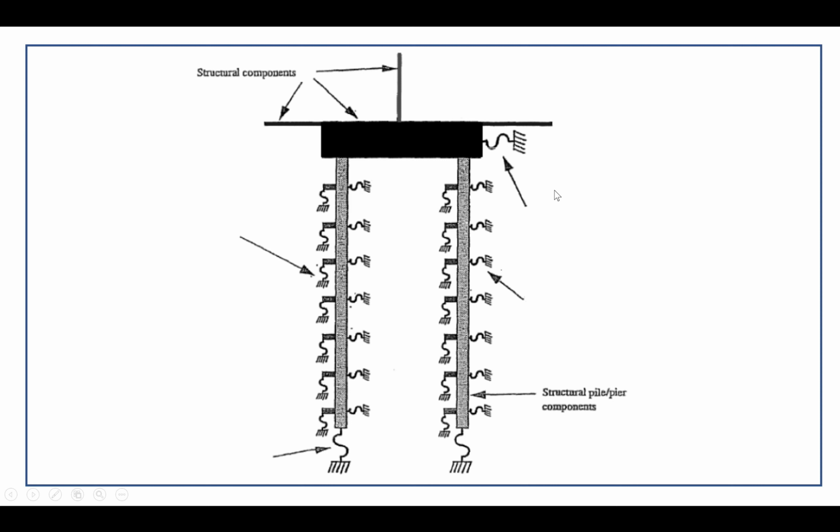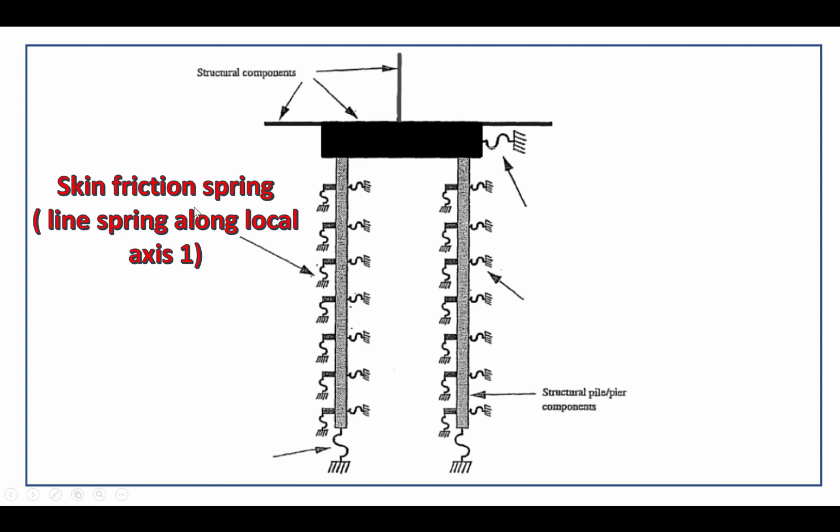Now let's check the schematic or the definition. You see here, this one is the structural pier or bored pile component, and the upper structure is the pile cap. We can classify the soil springs into 3 different types. The first one is the skin friction spring. You see here, skin friction spring. We provide different springs.